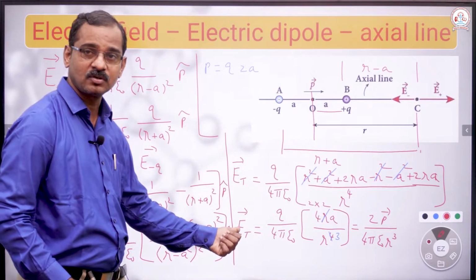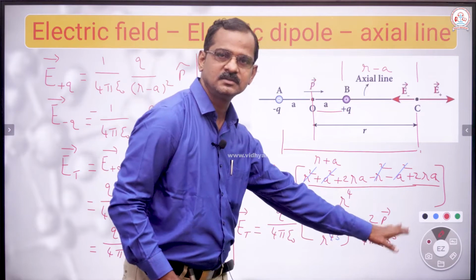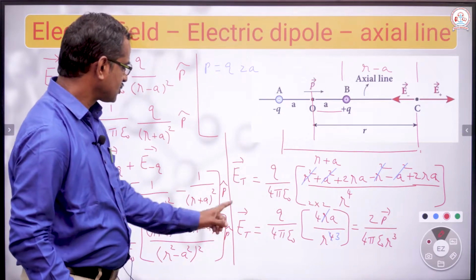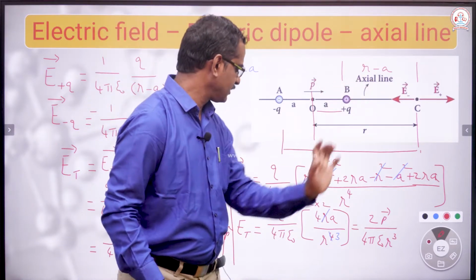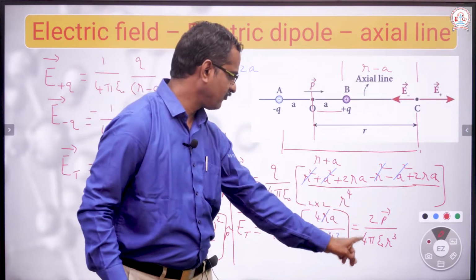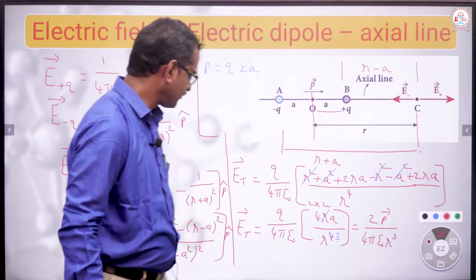Electric field is a vector quantity. Electric dipole moment is also a vector quantity. So the electric field at the point C due to electric dipole along the axial line is 2 P vector by 4 pi epsilon naught r cube. This is the final equation we get.